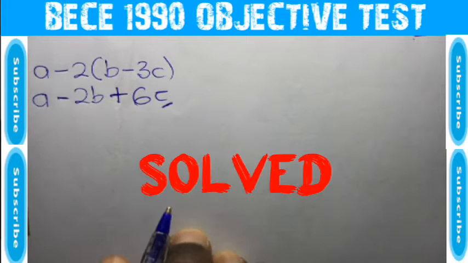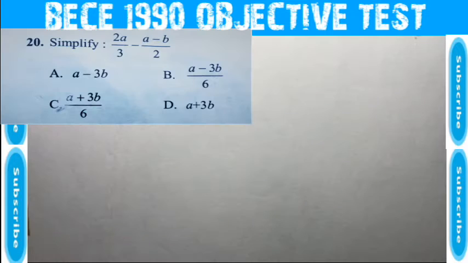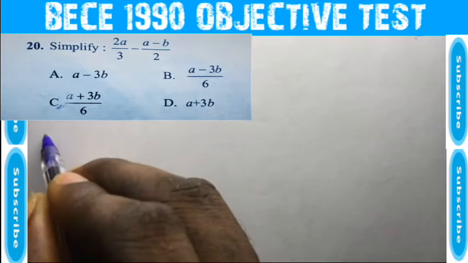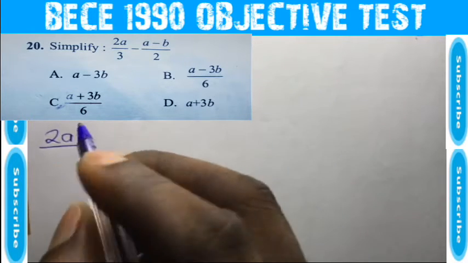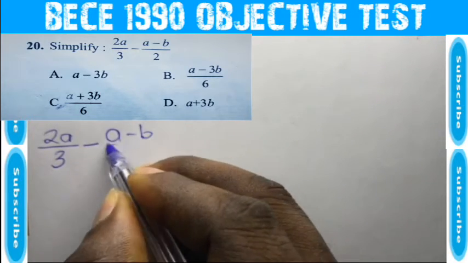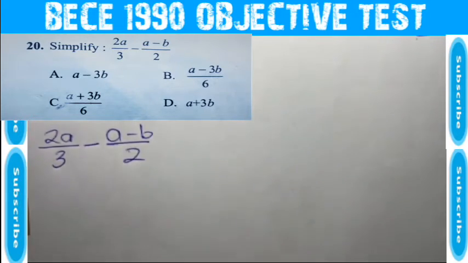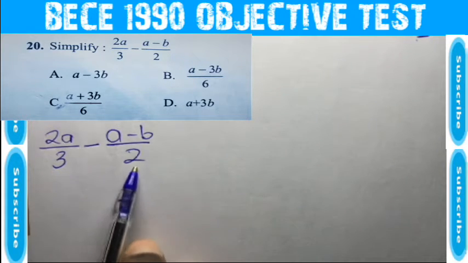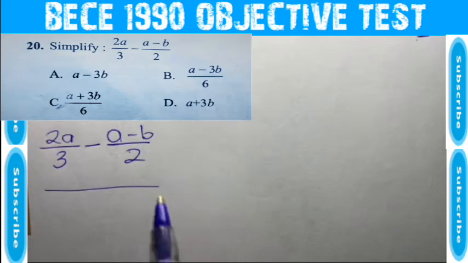Let's move on and take a look at question 20. So with question 20, we are simplifying 2A out of 3 minus A minus B out of 2. That's what we are simplifying. So let's write the question down. So with this, there will be the need for us to find the LCM of 3 and 2. And finding the LCM of 3 and 2, we have 6, all right?